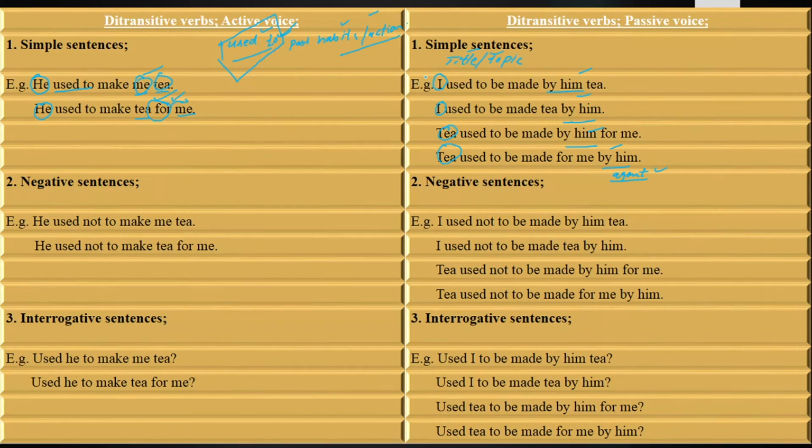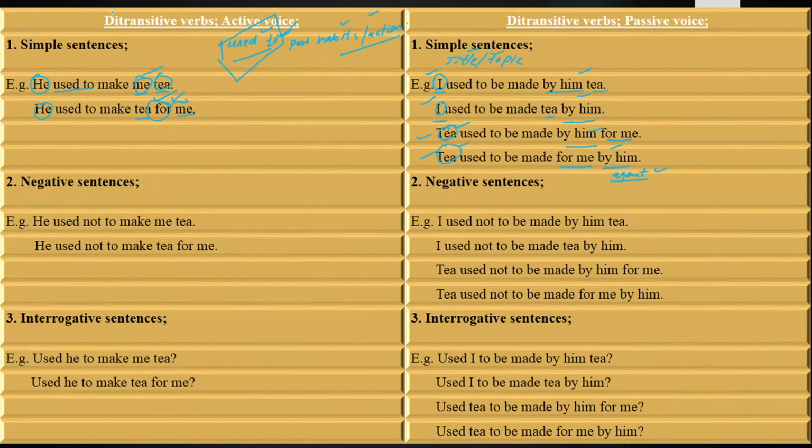In the first and second sentence we are talking about a person, in the third and fourth sentence we are talking about a thing. So keep in your mind, when you bring the indirect object in the place of subject, "I" comes at the beginning, "by him" at the end. In the same way, when you bring the direct object "tea" in the place of subject, "tea" comes at the beginning, "for me" at the end, or "for me" at the beginning, "by him" at the end. So these are the four ways to change them.